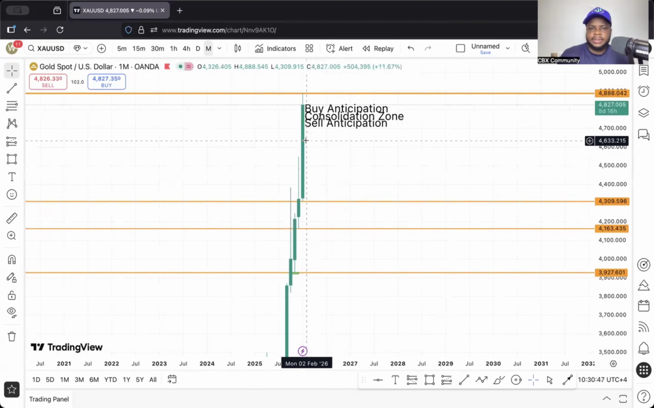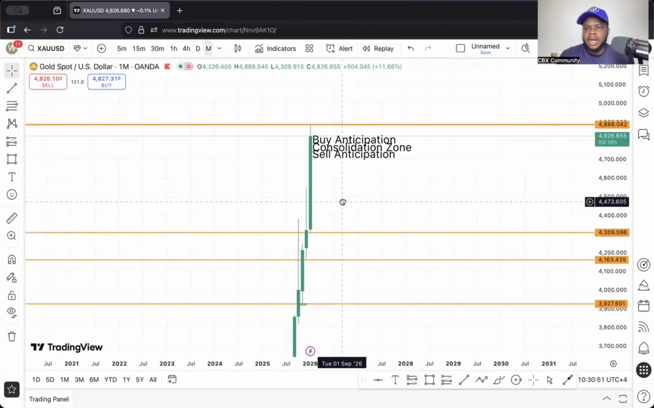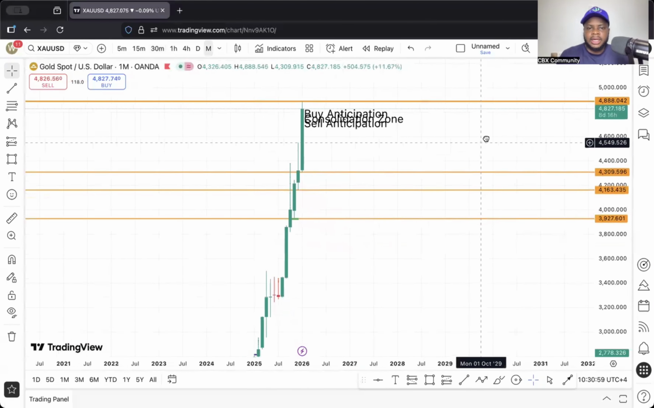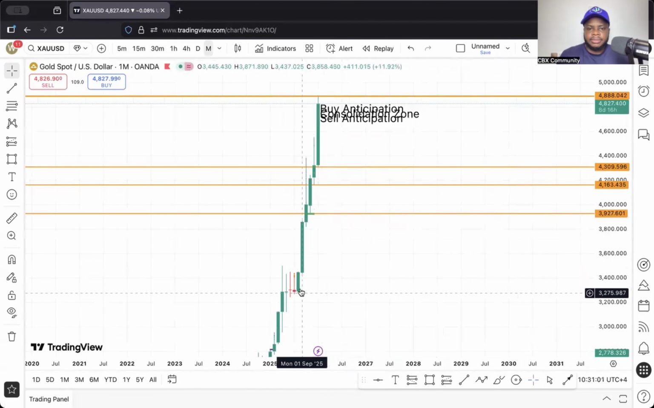Let's delay this. So yesterday, gold created a new all-time high at 4888.04. Looking at the condition of the month market structure, we are in an uptrend. We have a strong bullish candle and several bullish candles. So this strong bullish candle is this month's candle, while this rejection bullish candle is last month's candle.